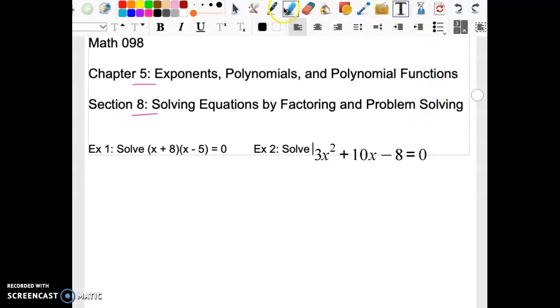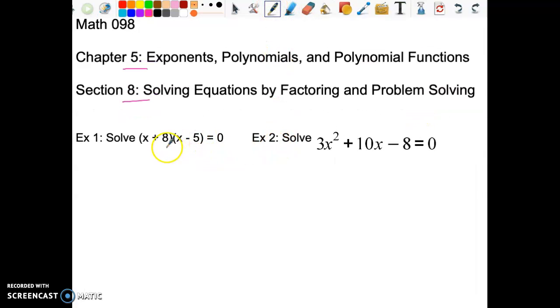Make sure that, there we go. Now I can see all of it. And what we're going to be learning today is the zero product property. You probably remember this from Algebra 2. Sometimes I call it the ZPP.